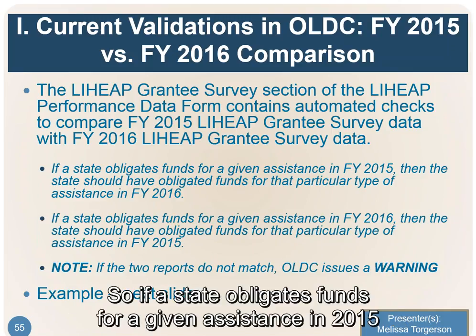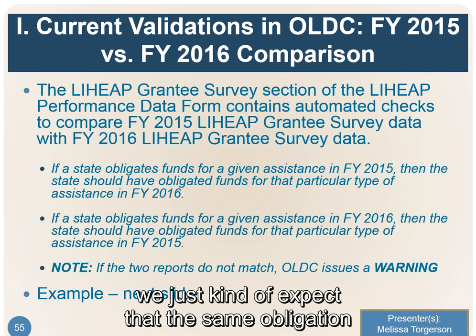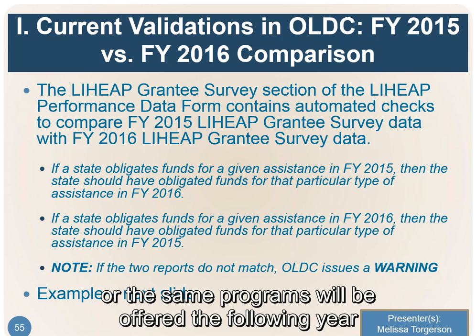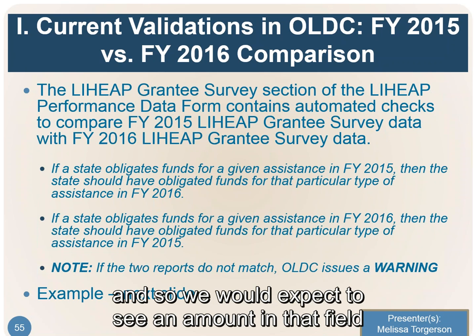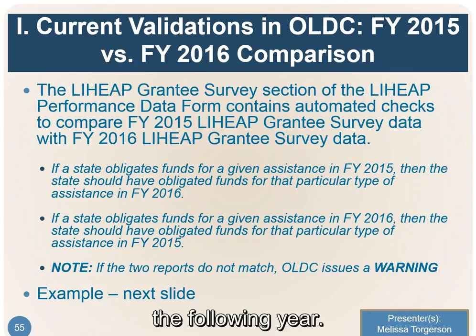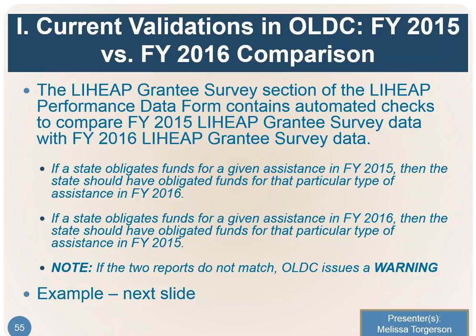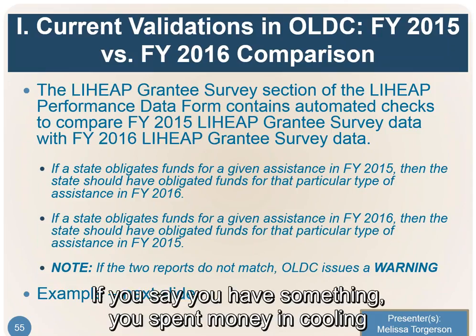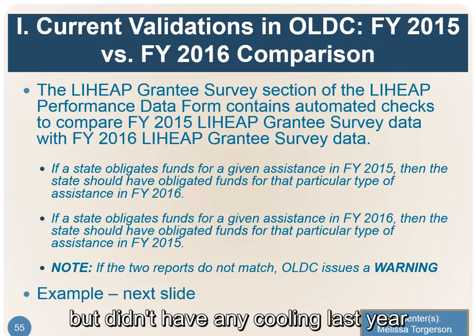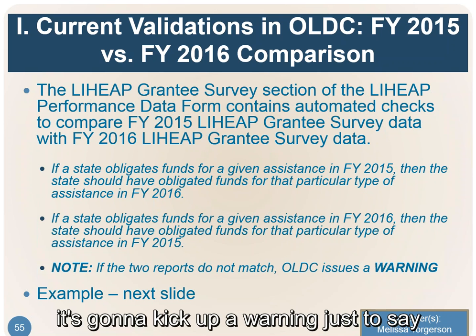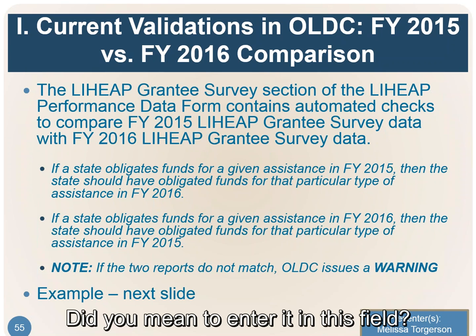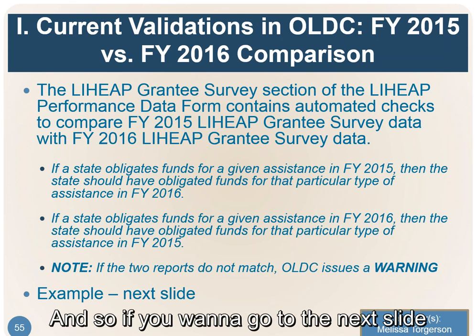So if a state obligates funds for a given assistance in 2015, we just expect that the same programs will be offered the following year, and so we would expect to see an amount in that field for the following year. And the same thing backwards, right? If you say you spent money in cooling but didn't have any cooling last year, it's going to kick up a warning just to say, are you sure? Did you mean to enter it in this field, or did you maybe miss a field? And if you want to go to the next slide, there's an example of this.